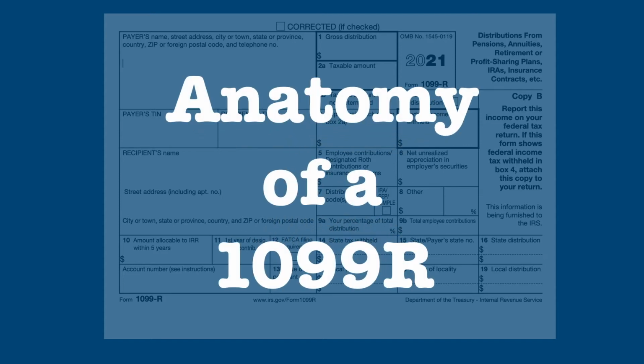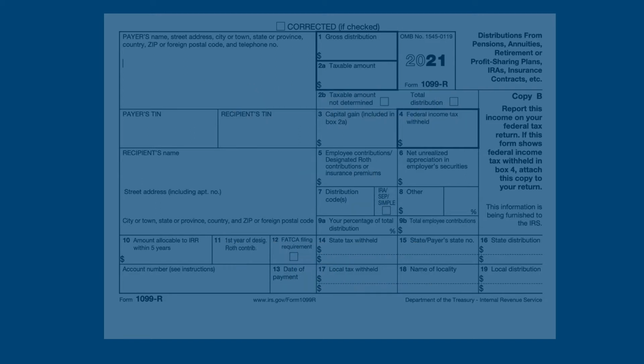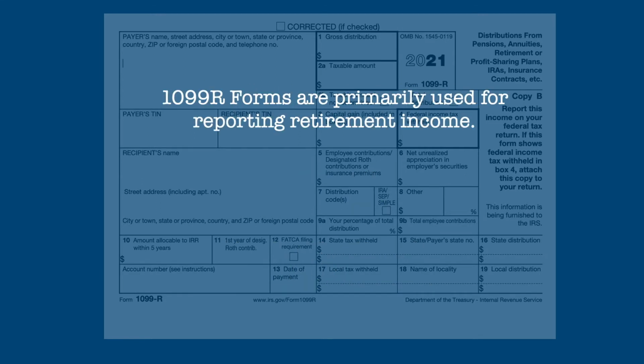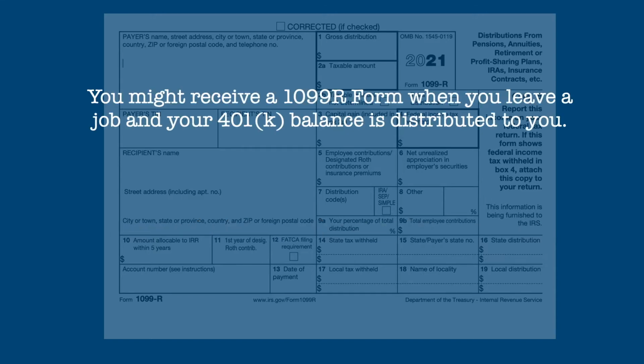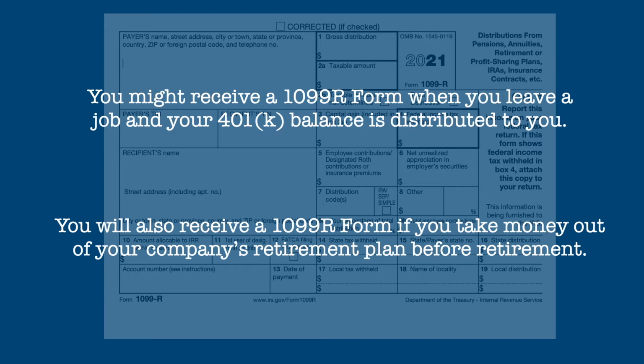Today we're going to do a deep dive into the 1099-R form. A 1099-R form is primarily for reporting various types of retirement income. However, you don't have to be retired to receive one. Anyone who receives a payout from any type of retirement plan or annuity can get one. You can get one when you leave a job and your 401k balance is distributed to you, or when you, for one reason or another, take money out of your company's retirement plan before age 59 and a half.